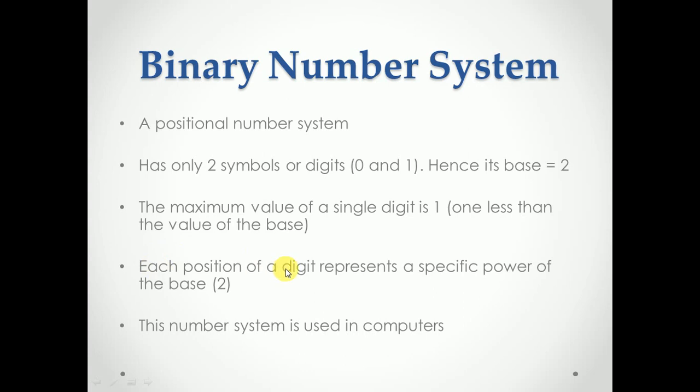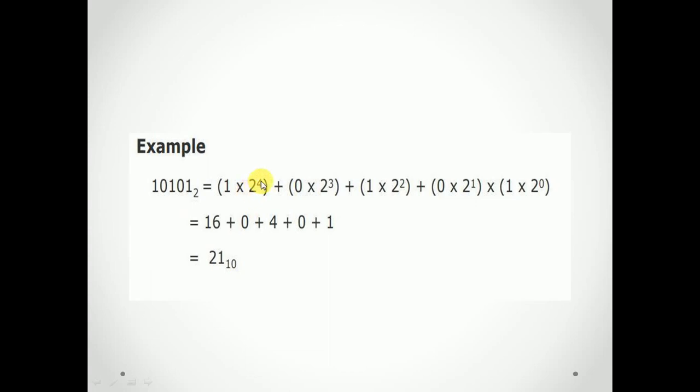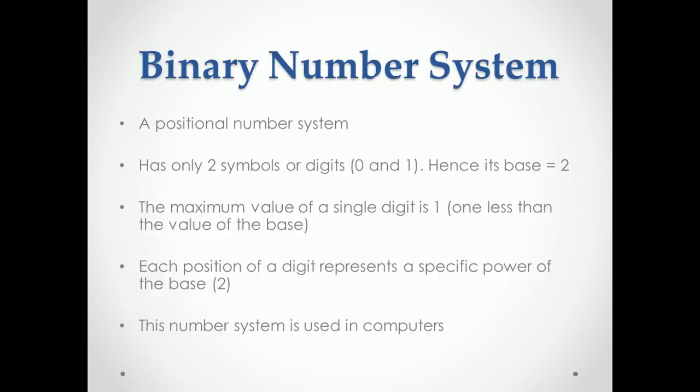Here also each position of a digit represents a specific power of the base 2, like 2 to the power 4, 2 to the power 3, 2 to the power 2, 2 to the power 1, 2 to the power 0. Like this it will represent the values depending on the position. This binary number system is used in computers. Without this binary system, the computer cannot accept the data.